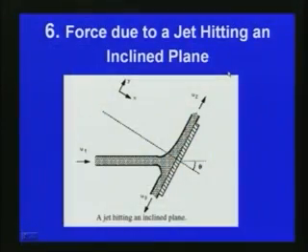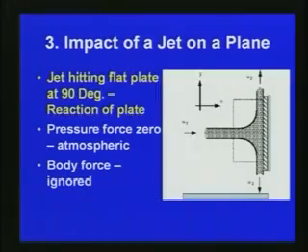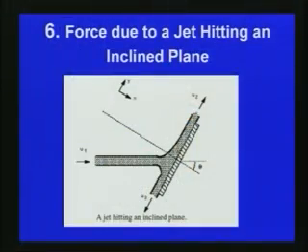So, this is the fifth case we have analyzed for the application of the linear momentum equation. Now, the last case we will be discussing is the force due to a jet hitting an inclined plane. We have seen that when the plate is placed vertically, the jet acts like this, and the analysis is very simple; we analyzed it in the previous case, the impact of a jet on a plane. The plane is placed perpendicular, so the analysis is much simpler, but in the last case we discuss the force due to a jet hitting at an angle, on an inclined plane.